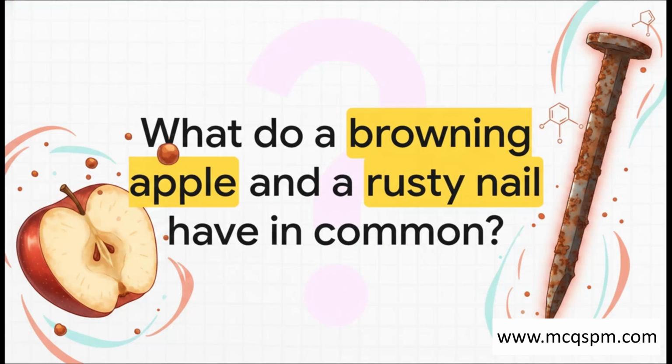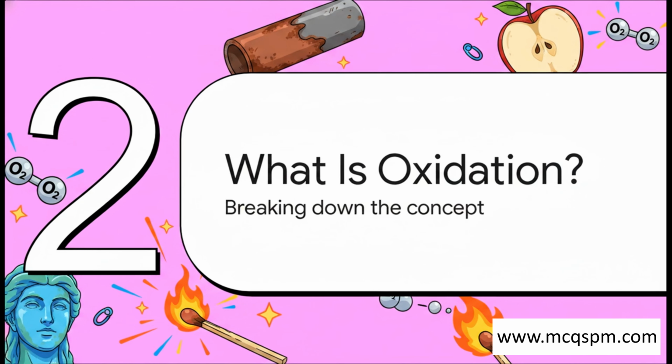Let's kick things off with a little riddle. Think about this. What do a browning apple and a rusty nail have in common? I mean, they seem totally different, right? But on a chemical level, they're basically doing the exact same thing. Any ideas what that could be? If you guessed oxidation, you are spot on. And the crazy thing is, it's happening literally everywhere all the time, not just in a beaker in a chem lab. So to really get a grip on it, we've got to dive in and figure out what chemists really mean when they say oxidation.